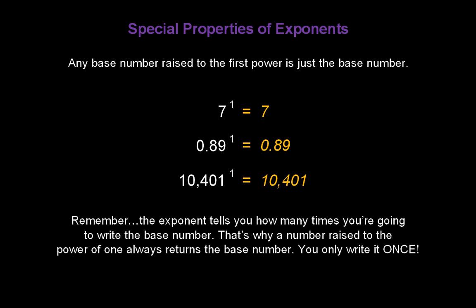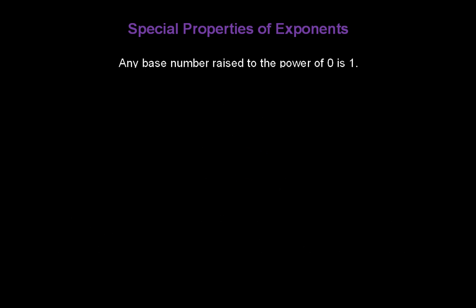Remember, the exponent tells you how many times you're going to write the base number. That's why a number raised to the power of 1 always returns the base number. You only write it once. Any base number raised to the power of 0 is 1. So 7 to the 0 power is 1. 0.89 to the power of 0 is 1. 10,401 to the power of 0 is 1.